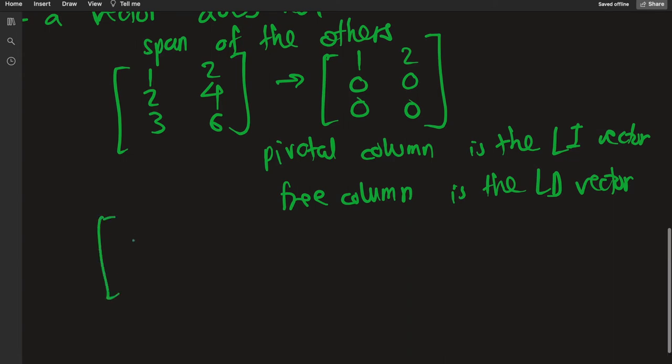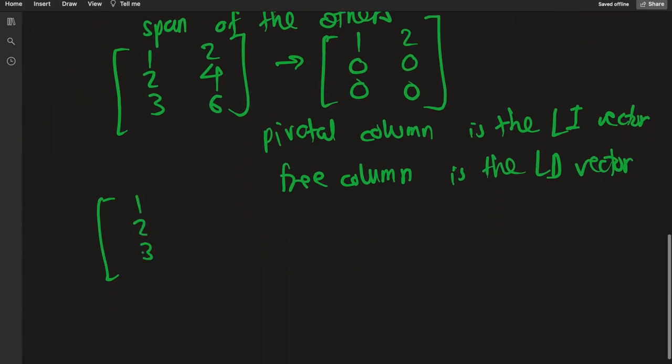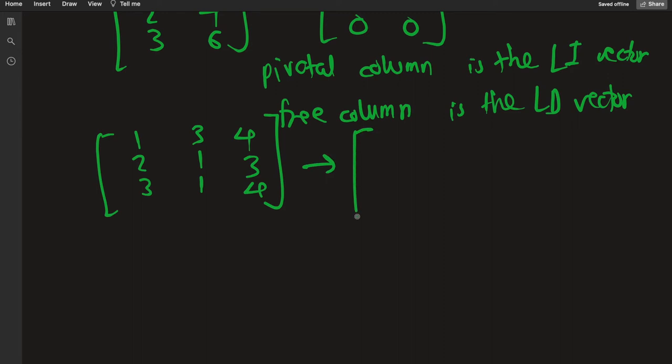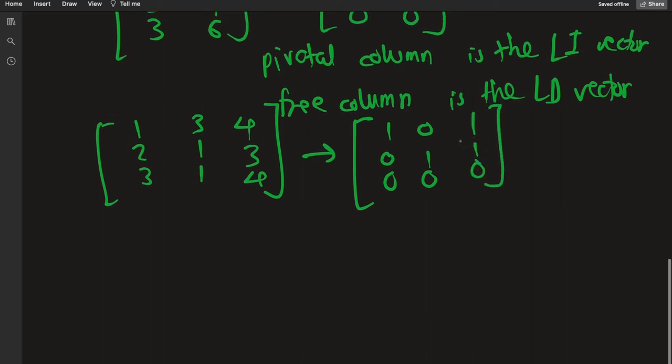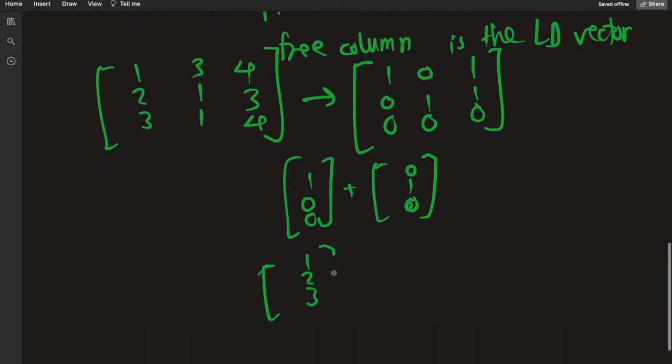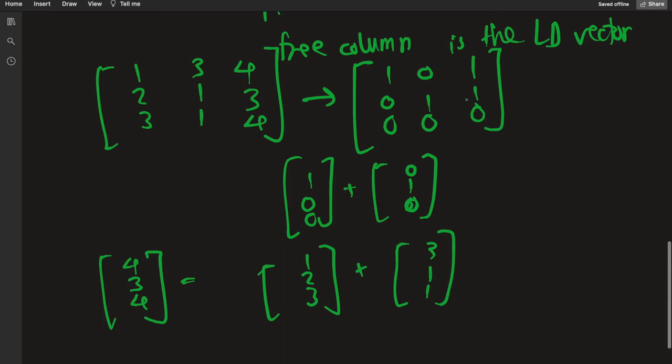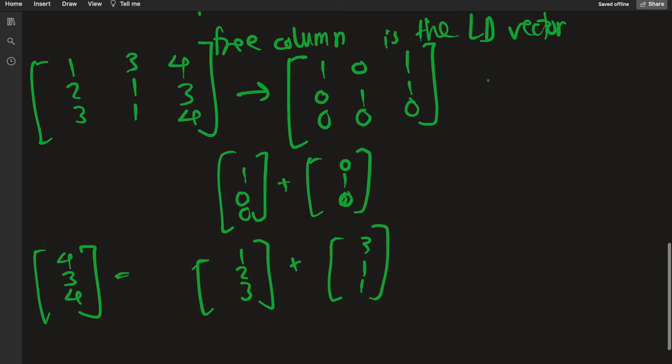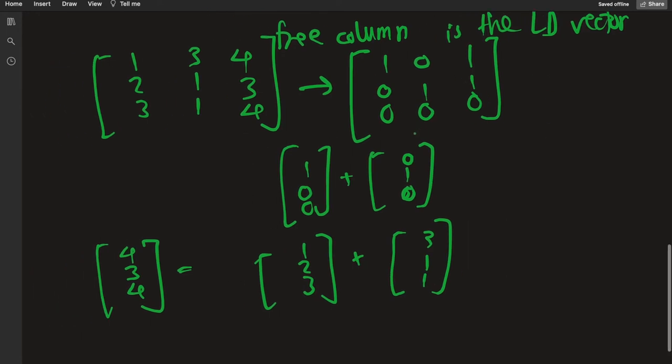And you can check for the previous example we had here: 1, 2, 3, 3, 1, 1, 4, 3, 4. If you row reduce it completely, you have 1, 0, 0, 0, 1, 0, 1, 1, 0. And you can see clearly that 1, 1, 0 can be expressed as 1, 0, 0 plus 0, 1, 0. But these are the reduced vectors. What were the original vectors? 1, 2, 3 and 3, 1, 1. So this is clearly linearly dependent. But if we had a pivot in this last column too, like a 0, 0, 1, then all three vectors would be linearly independent.